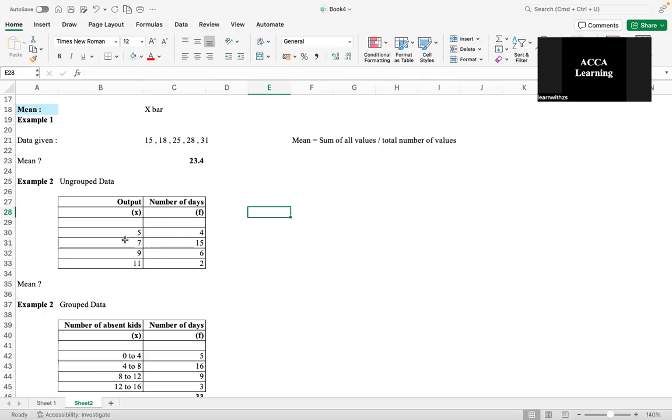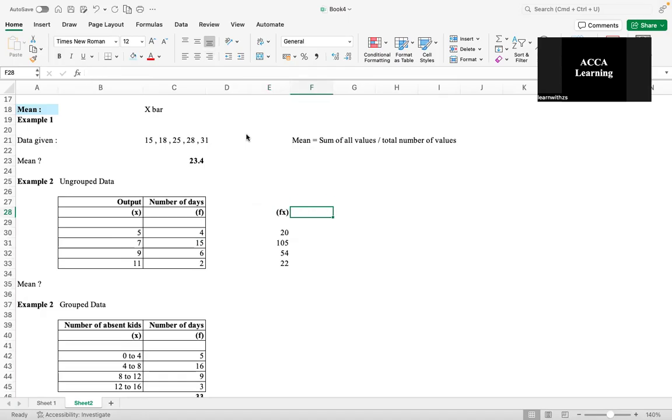Why do we have to calculate Fx? Now understand, the output 5 occurs 4 times in a week. That means 4 days. The output 7 occurs 15 times, 9 occurs 6 times and 11 occurs 2 times. That's the basic logic. So in order to find out a single set, you have to multiply your F into your X, and you do this for everything. So this gives you your Fx, correct?